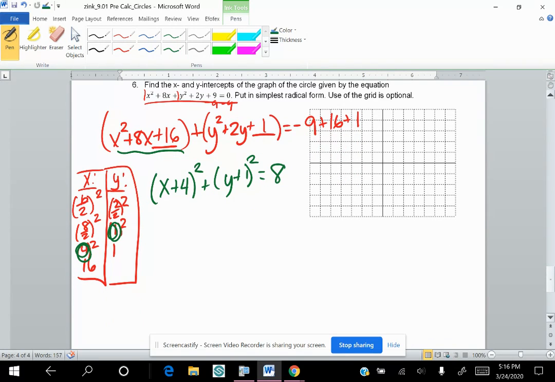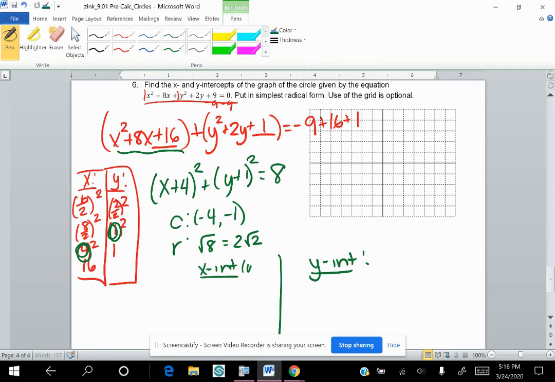Now we have this equation. You should be able to, at this point, recognize that your center is -4, -1, and your radius is the square root of 8, which is 2 rad 2. I didn't ask for that, but that's things you should be able to give me. And lastly, we want to find your x-intercepts and your y-intercepts.